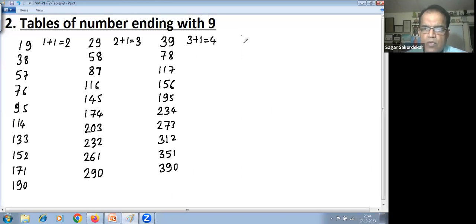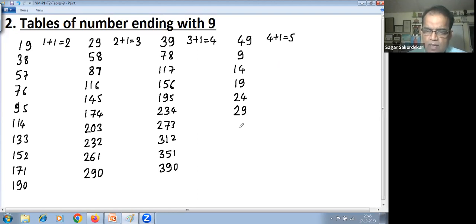Let's try one more. 49. The digit before 9 is 4, plus 1 gives you 5. So here the increment is 5. 4 plus 5, 9. 9 plus 5, 14. 14 plus 5, 19. 19 plus 5, 24. 24 plus 5, 29. 29 plus 5 is 34. 34 plus 5 is 39. 39 plus 5 is 44. And 44 plus 5 is 49. The same number for which you're writing the table. Stop there and write 0, 1, 2, 3, 4, 5, 6, 7, 8, and 9.